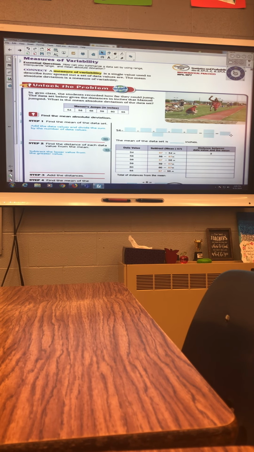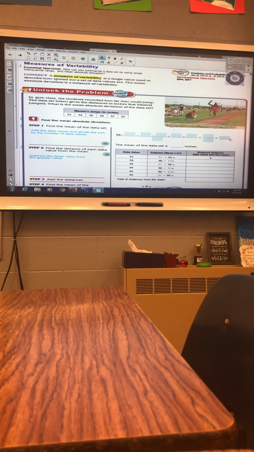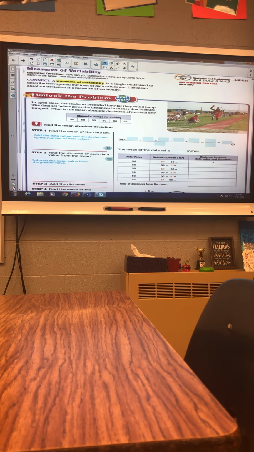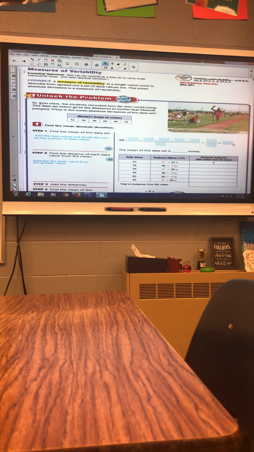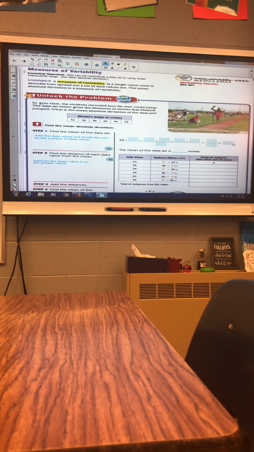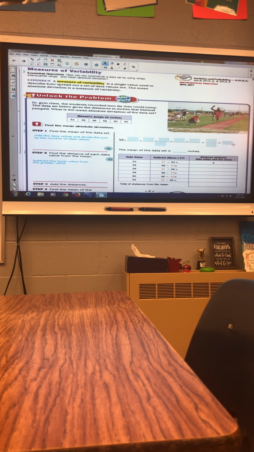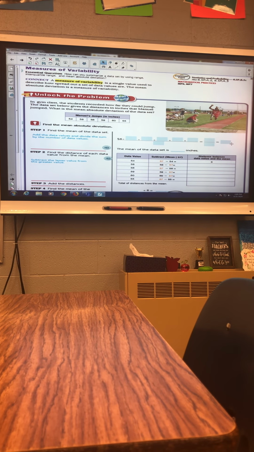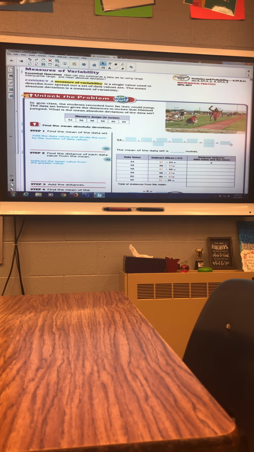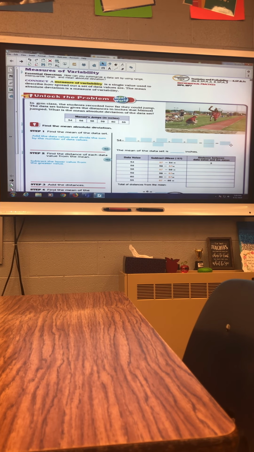Variability means how much does it vary, meaning if it varies a lot, one of your data points might be 1, might be 100. If it doesn't vary very much, one of your points might be 1, might be 6. So a measure of variability is a single value used to describe how spread out a set of data values are.